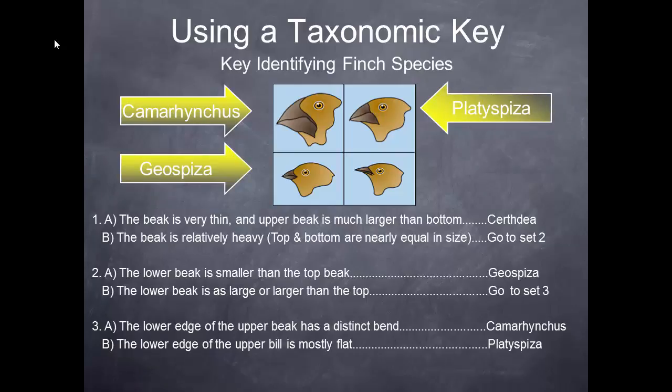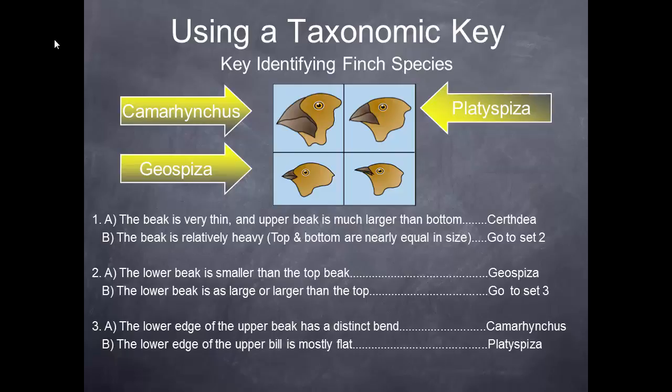So I already gave you the third one, but again, you just follow the key. Again, how do we get Geospiza? Well, first, again, it's not very thin. The upper beak is not much larger than the bottom. It's relatively heavy. They're equal in size. I go to set 2. In this case, the lower beak is smaller than the top beak. This is Geospiza. And let's do this last one.